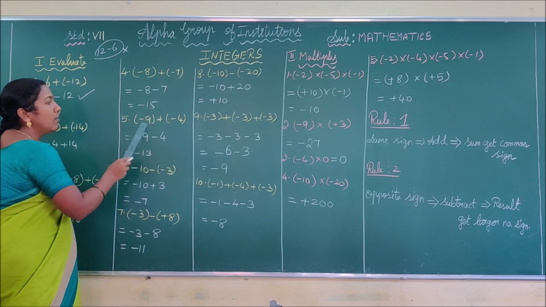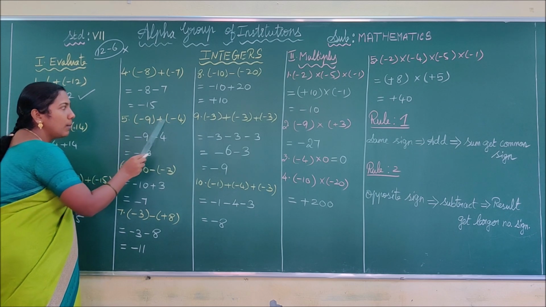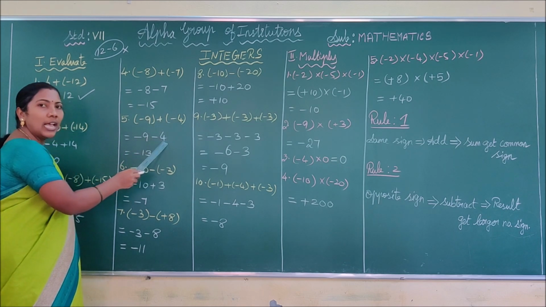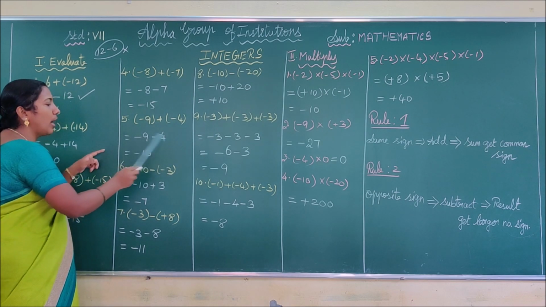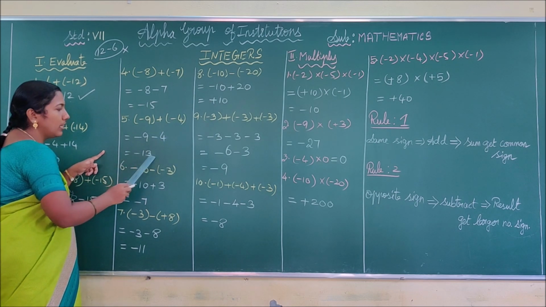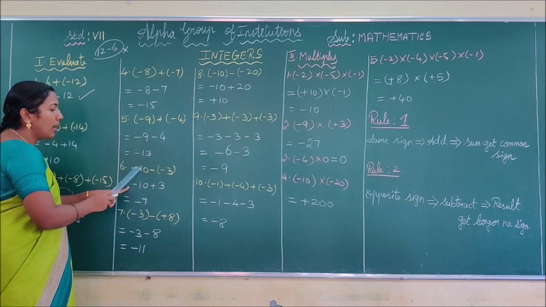See the next one. Minus 9 plus minus 4. Right? Minus 9 as it is. Plus into minus, minus 4. Thus as per the rule 1, given integers are in same sign. So you have to add the integers. 9 plus 4, 13. And the result takes the common symbol minus. Similarly this one. Minus 10.